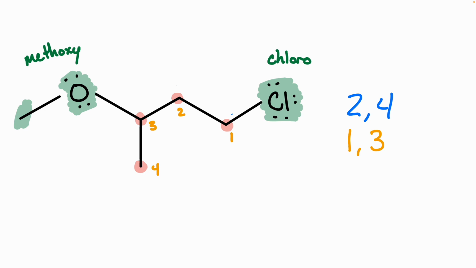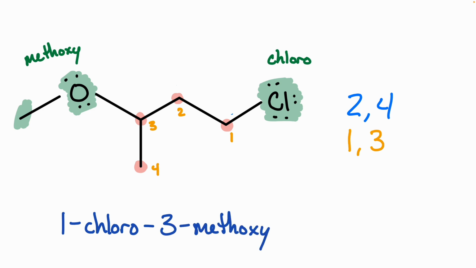And when we put this together, we're going to assemble it in alphabetical order. All right, so that means that that 1-chloro comes before that 3-methoxy alphabetically. So 1-chloro-3-methoxybutane. Just rolls off the tongue.